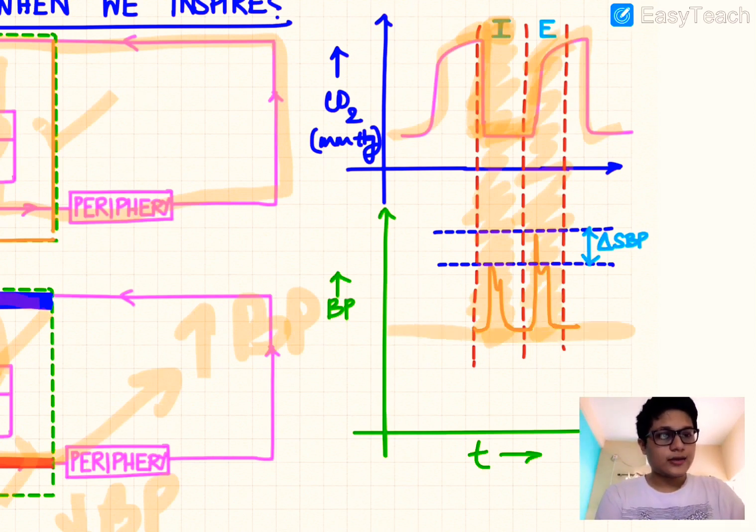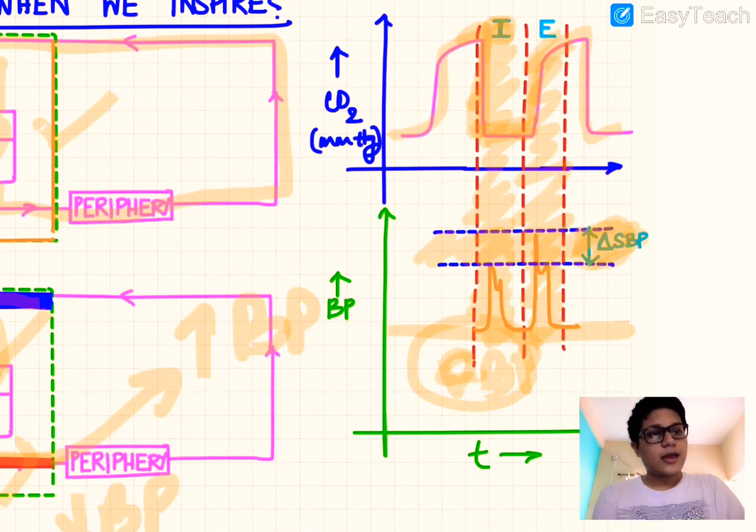However, one thing I'd like all of you to note is that the diastolic blood pressure is maintaining the same level, while the systolic blood pressure has varied. This is because the peripheral vascular tone is remaining mostly unchanged, and this increased diastolic blood pressure will result in an increased stroke volume during expiration.